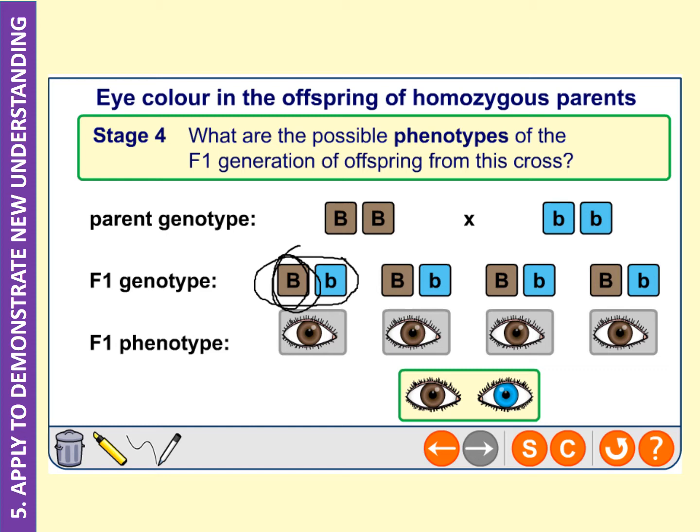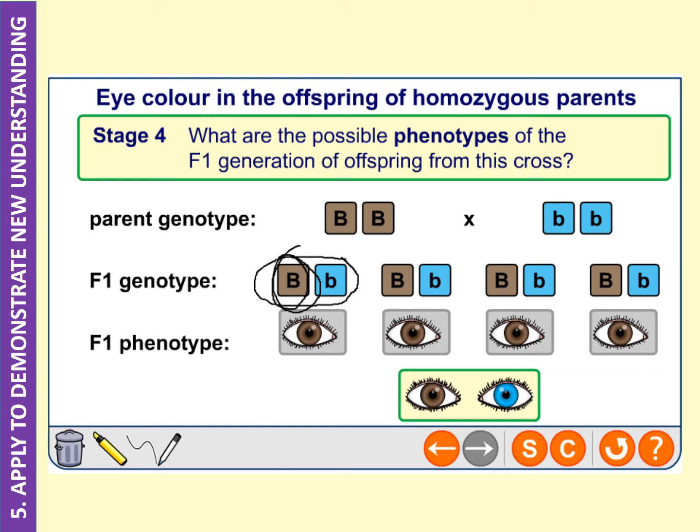So Dad, who's on the left hand side here, all of his offspring are going to be given one copy of that big B for brown eyes. Mum, however, is going to give every single one of her offspring this little b. So she can only give a little b to her children, and so she gives a little b to every single one of her children.